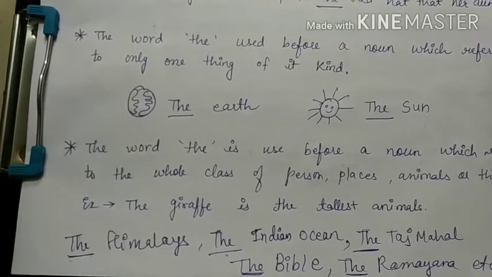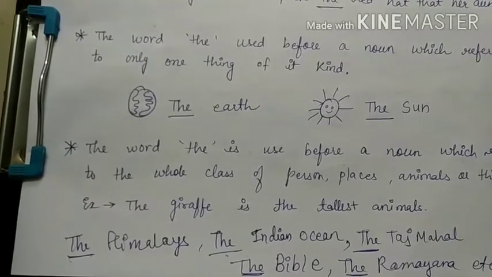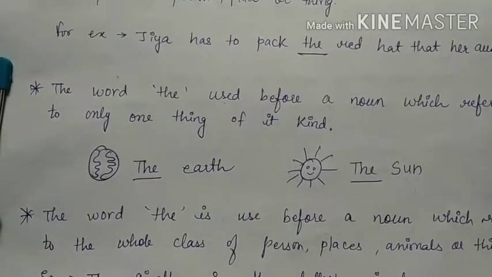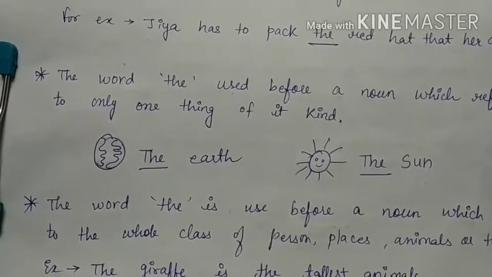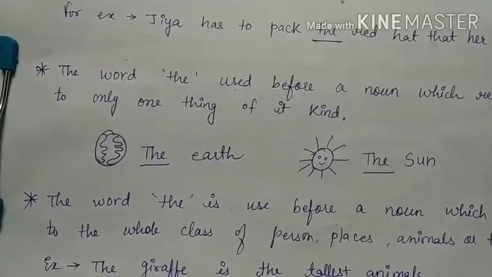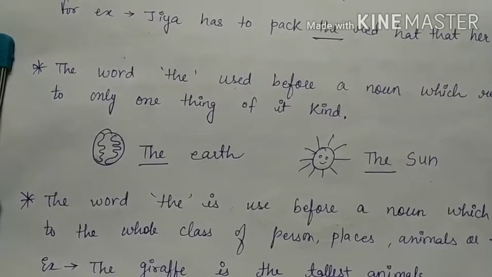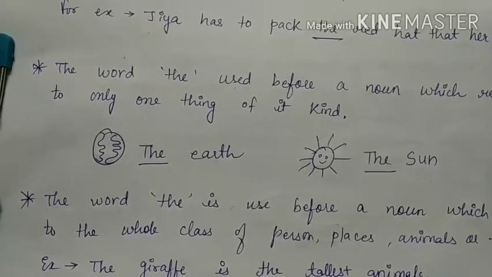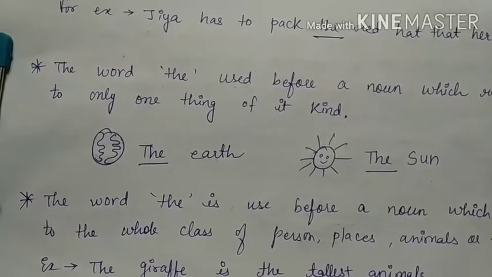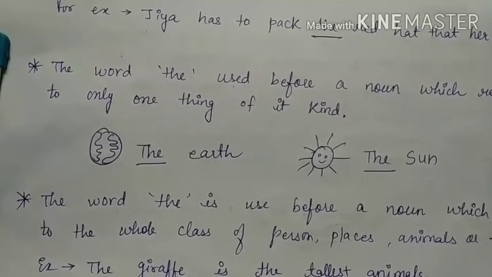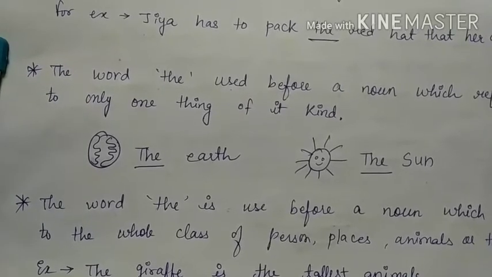The three words we have just learned about are a, an and the. These articles are actually adjectives that qualify nouns. A and an are used before nouns that are singular in number. The is used before nouns that are singular or plural in number.